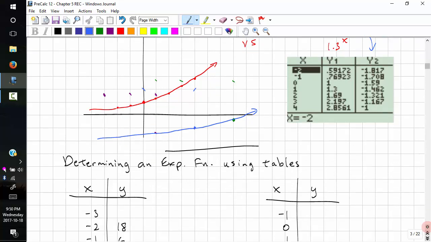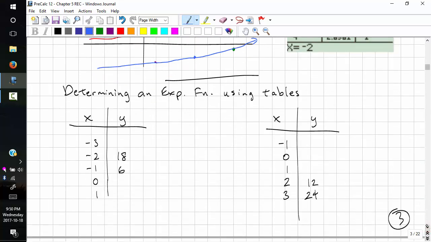And let's look at something different. Determining an exponential function using tables. So we have two values. They're consecutive values. So if we're going this way, we do 18 divided by 6, that equals 3. So 18 times 3, that equals 54.